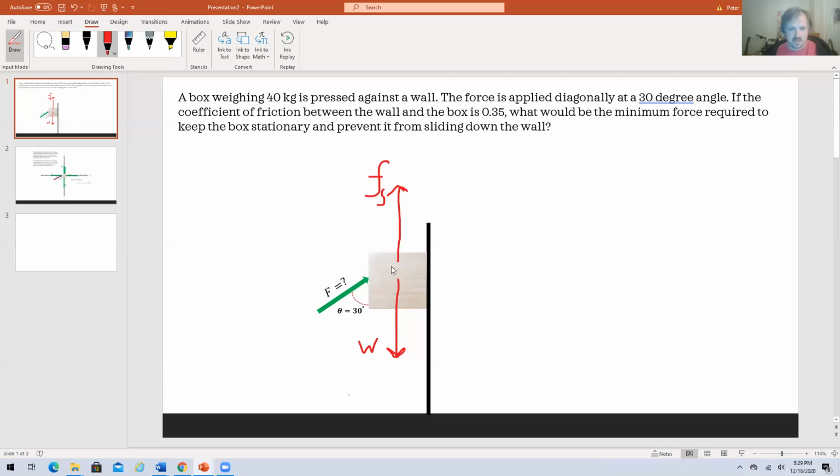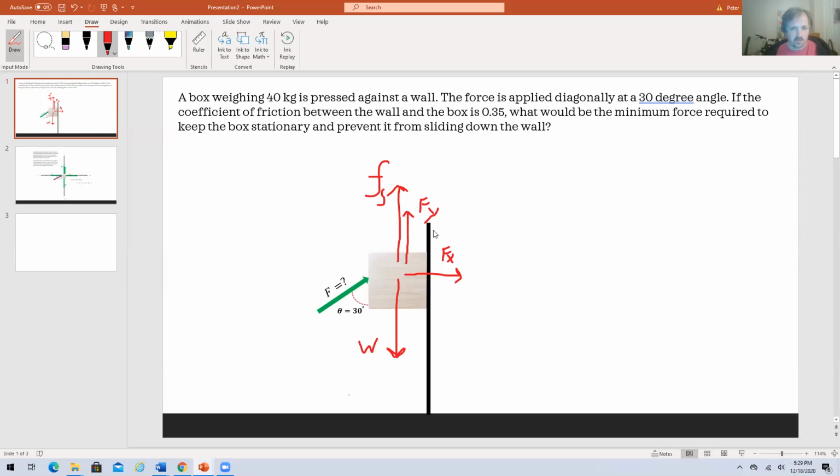So this F is at a diagonal. And it's at a 30-degree angle with the surface of the box. So obviously, some of this force vector is in the x-axis and some of it's in the y-axis. And we will resolve those mathematically as we go on in the problem. So some of this is going to be the x-axis. We'll call this Fx. Some of it's going to be in the y-axis. Call that Fy. Okay.